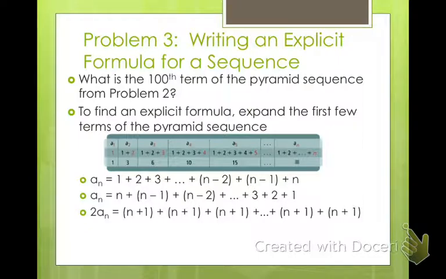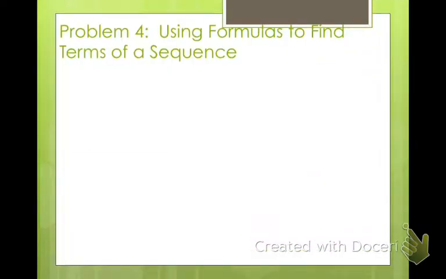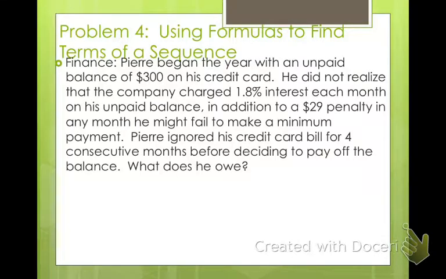So that's where they get this, which you can also rewrite as n times n plus 1. And then if you just solve for a sub n, divide both sides by 2, you get 1/2 n times the quantity n plus 1. I am not going to test you on doing something like this, just because it's so different and quite honestly a little bit challenging. Alright, so let's make a formula and find the terms of a sequence.